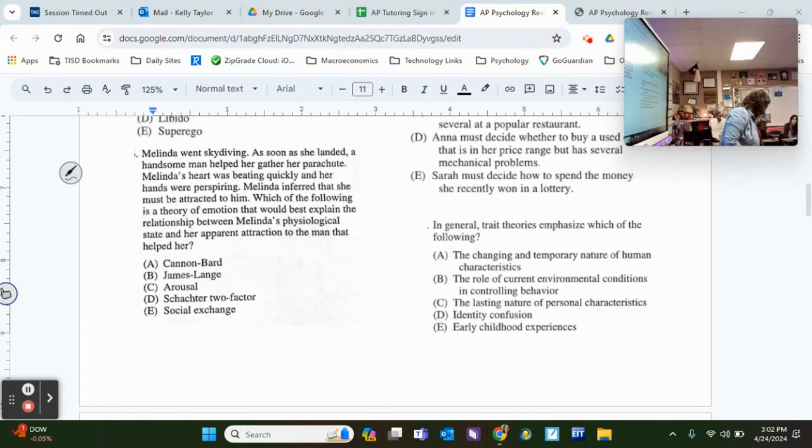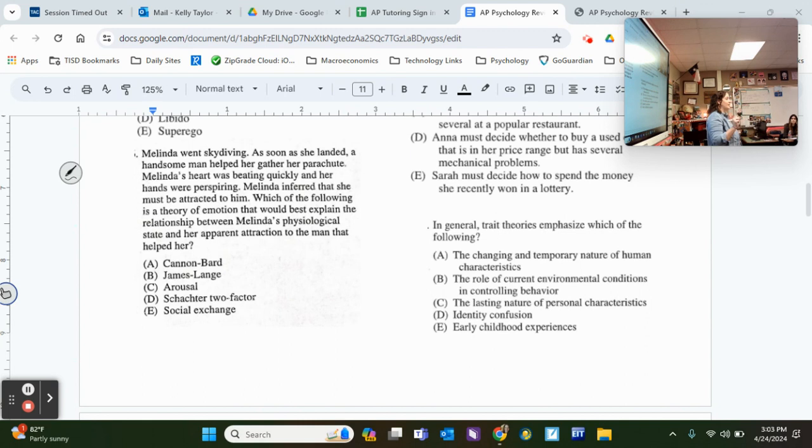Looking at this question, we're looking at answer choices. Theories of emotion. Melinda went skydiving. As soon as she landed, a handsome man helped her gather her parachute. Melinda's heart was beating quickly and her hands were perspiring. Melinda inferred that she must be attracted to him. Which of the following is a theory of emotion that would best explain the relationship between Melinda's physiological state and her apparent attraction to the man that helped her?